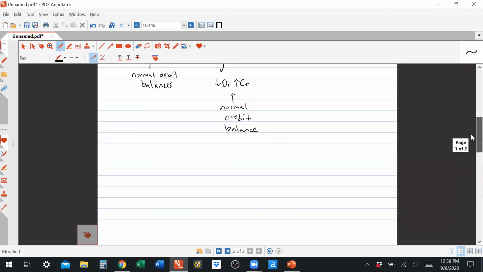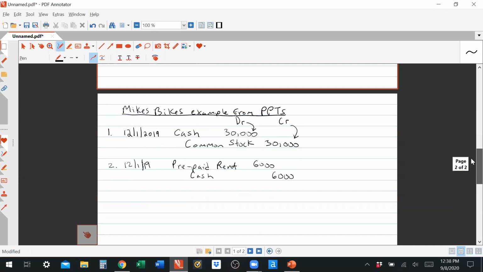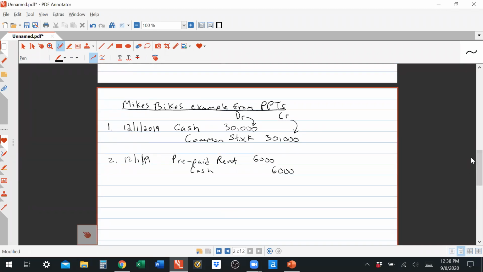Right? Cash is an asset. How do we make an asset go down? We credit it, according to this. Cash did go down, right? They paid the landlord $6,000 in exchange for the right to use the building for their bikes for the next year. That right to use the building for the next year, to hold their bikes, is called prepaid rent. And the dollar value of that right is $6,000. To get that right, they had to give up $6,000 of cash.